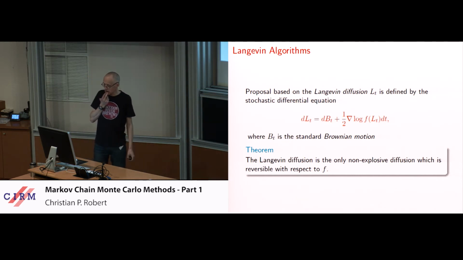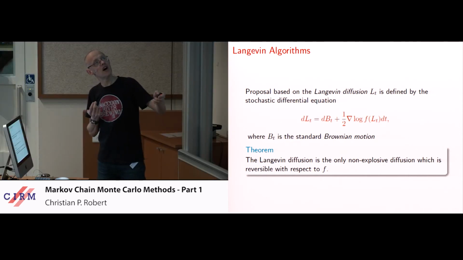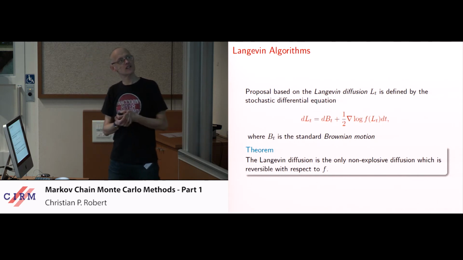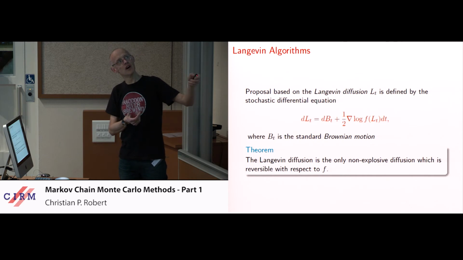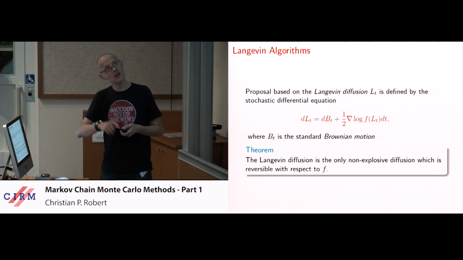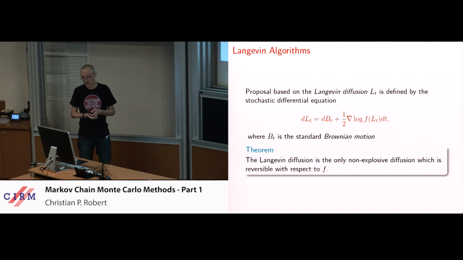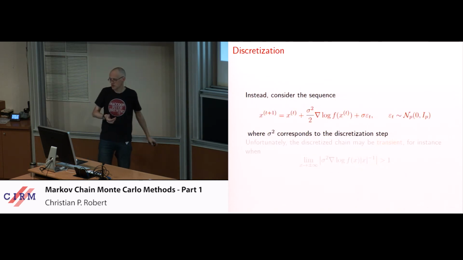That is a continuous time process that enjoys f as its stationary distribution. So if you define the diffusion against the Brownian motion and this drift that is induced by the target f, then it will correspond to f as its stationary distribution. Of course, it's continuous time, so I don't know how to simulate in continuous time.